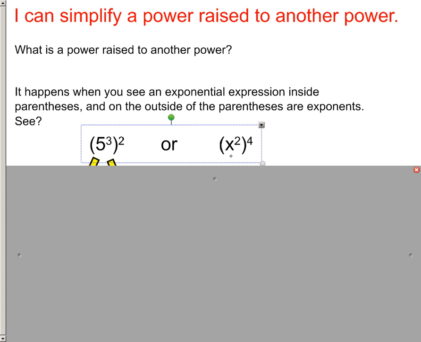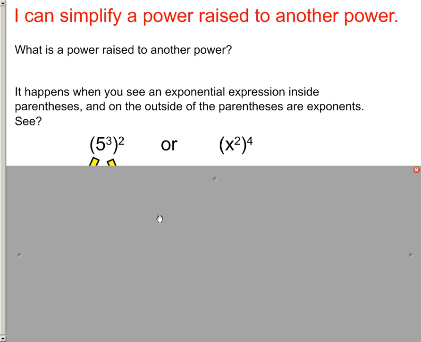Same thing here. We have an exponential expression inside of the parentheses, and we have an exponent on the outside. So we have a power raised to another power. How would you read it? 5 to the third power raised to the second power. How would I read this one? X squared raised to the fourth power, or x to the second power raised to the fourth power. That's how you would read these, and that's the reason I'm calling it a power raised to another power.